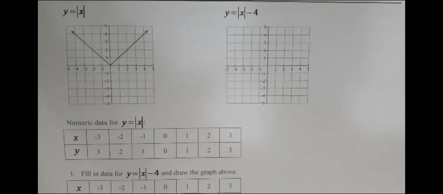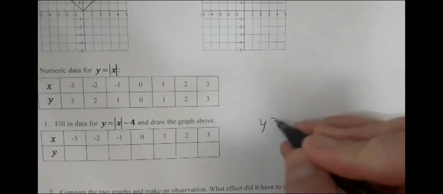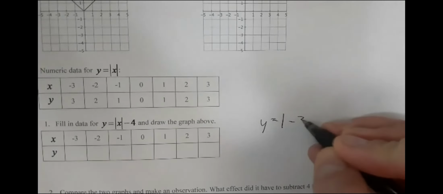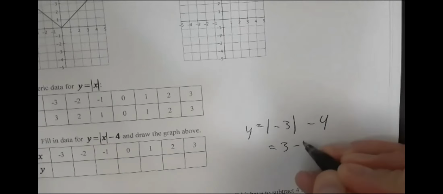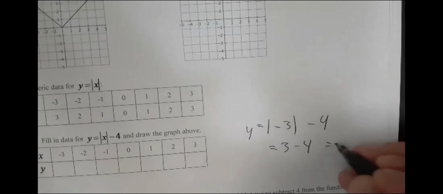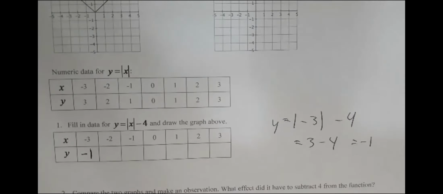Dive into it. So if we want to do the absolute value of x minus 4, if x is negative 3, then y is going to be equal to the absolute value of negative 3 minus 4. So this would be what? Negative 3 minus 4 would give me negative 7, and the absolute value is 7. So what you should do is fill in this table. You should be able to plug in values to a table like this.